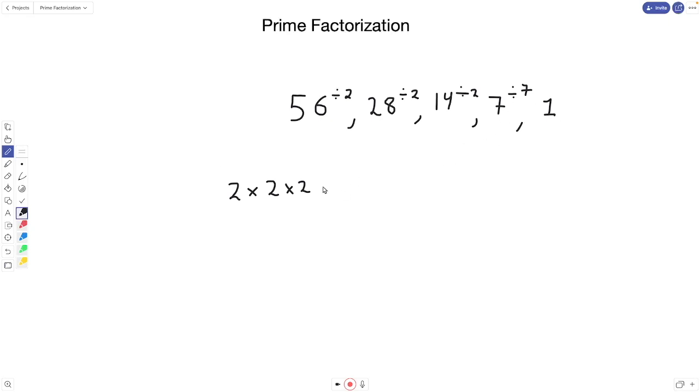And that is going to be the final answer. We're going to add the 7 right there, times 7. And that's it. We are finished the question. 2 times 2 times 2 times 7.